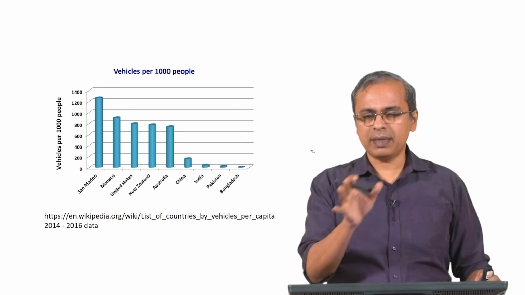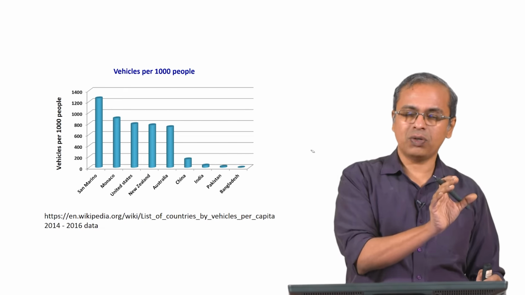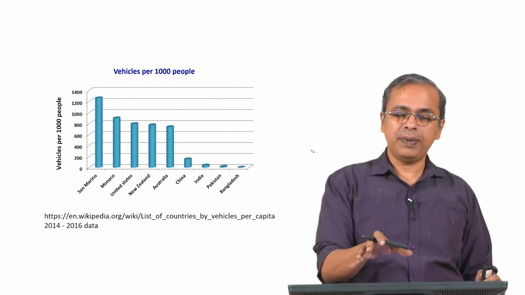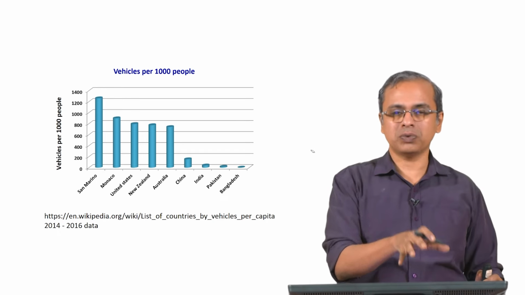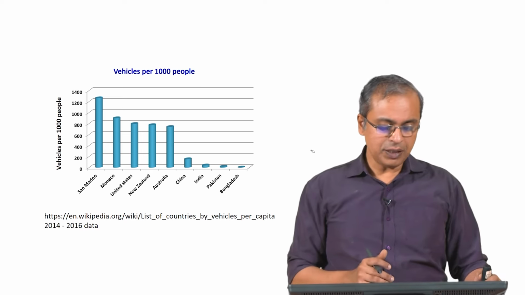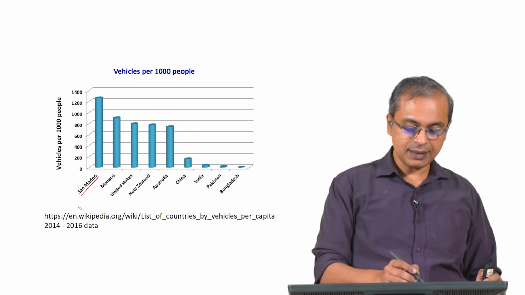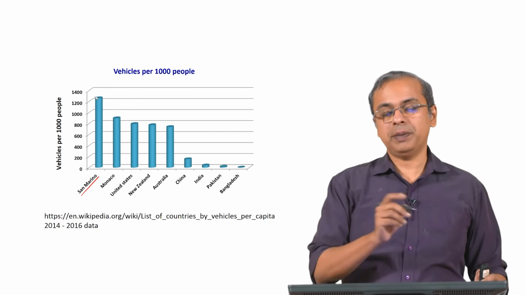So, usually in all cases you are looking both at a per capita concept and also as a total concept. So, this is on a per capita basis. So, instead of a per person basis, it is a per 1000 people basis. Interestingly, you will find that there is this country San Marino, which has more vehicles than it has people.